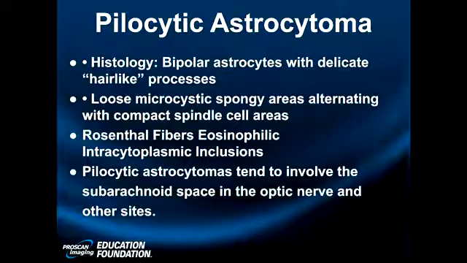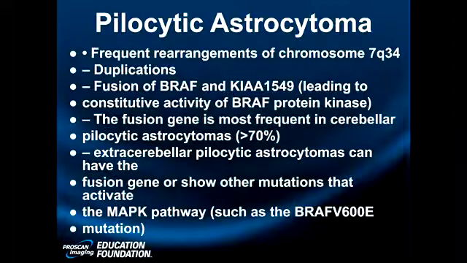But if you get intense enhancement and bulkiness, then you're probably into a true malignant glioma. I won't talk about the histology much. For those of you that are taking exams, Rosenthal fibers may be a multiple choice question. But pilocytic astrocytomas tend to involve the subarachnoid space in the optic nerve and in some other weird sites. Frequently, these tumors have rearrangement of chromosome 7q34, and I've got some of the other genetics here for you to read about at your leisure.